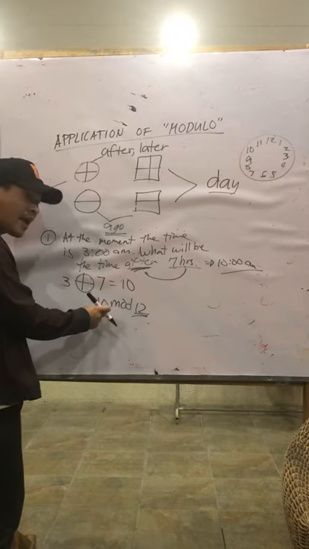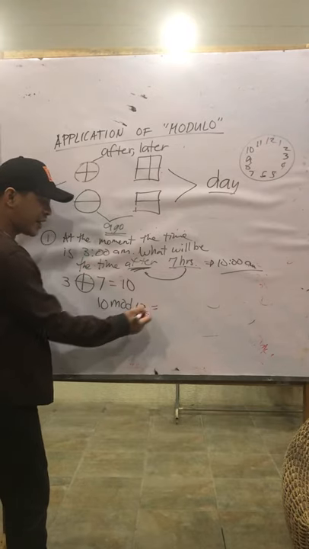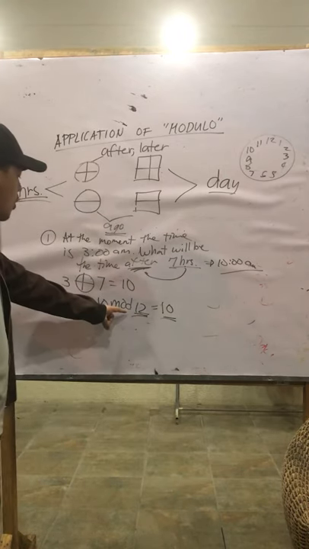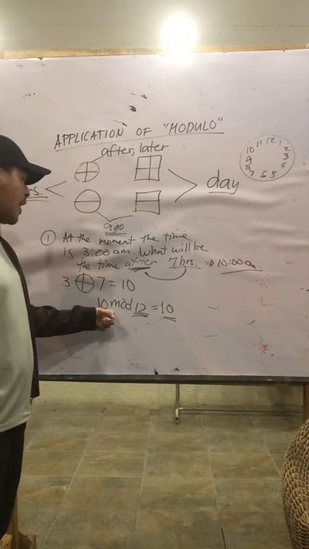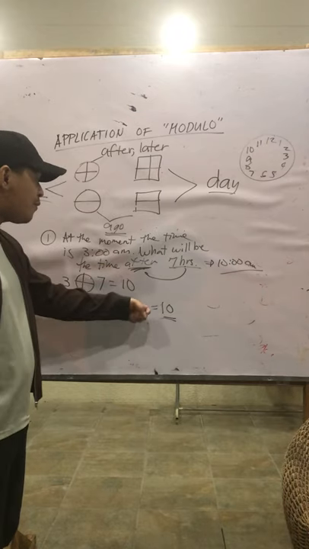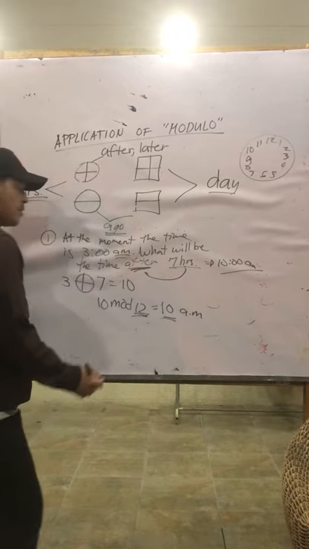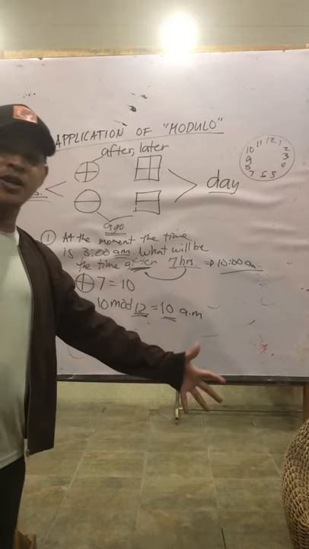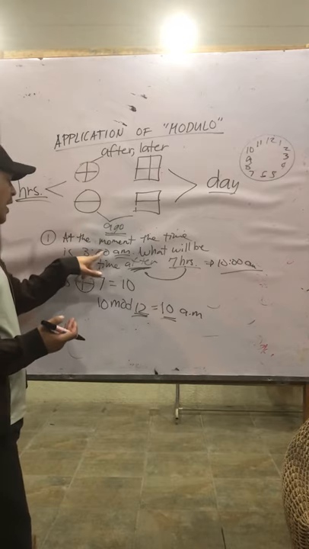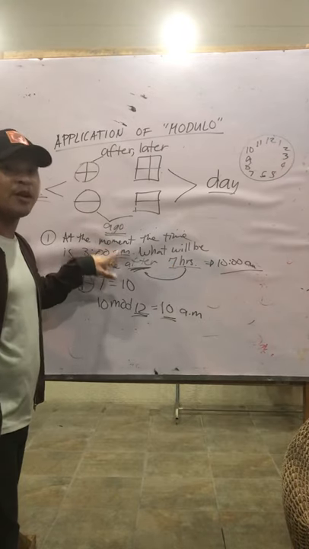10 mod 12. Since 10 is less than 12, less than the modulus 12, the result or the remainder will be 10. Okay. So, 10 modulus of 12, there is no quotient, because 10 is less than 12. Therefore, you will copy the given time, a.m. Okay? So, is there any question? I hope not. If you're going to have this kind of illustration, 3 a.m. after 7 hours, it does not yet reach 12 hours, therefore, do not change the antemeridian.